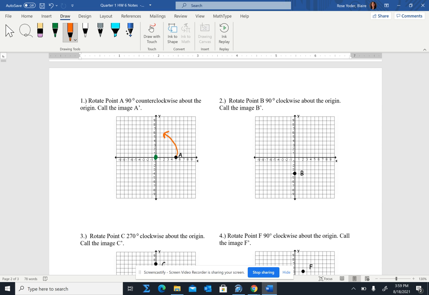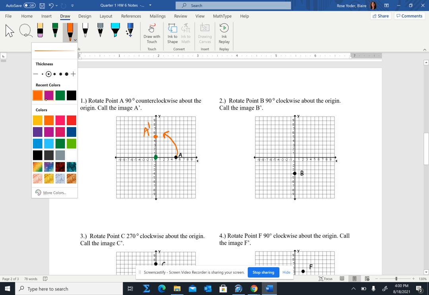Well, 90 degrees will move point A from being on the horizontal axis to being on the vertical axis. So if point A is at 5, 0, it's 5 away from my center of rotation. I'm just going to count up 5. And that will be my new point. The new point's called an image. And instead of calling it A again, in order to differentiate between the point that we started with and the point that we got after we rotated, we go A prime.